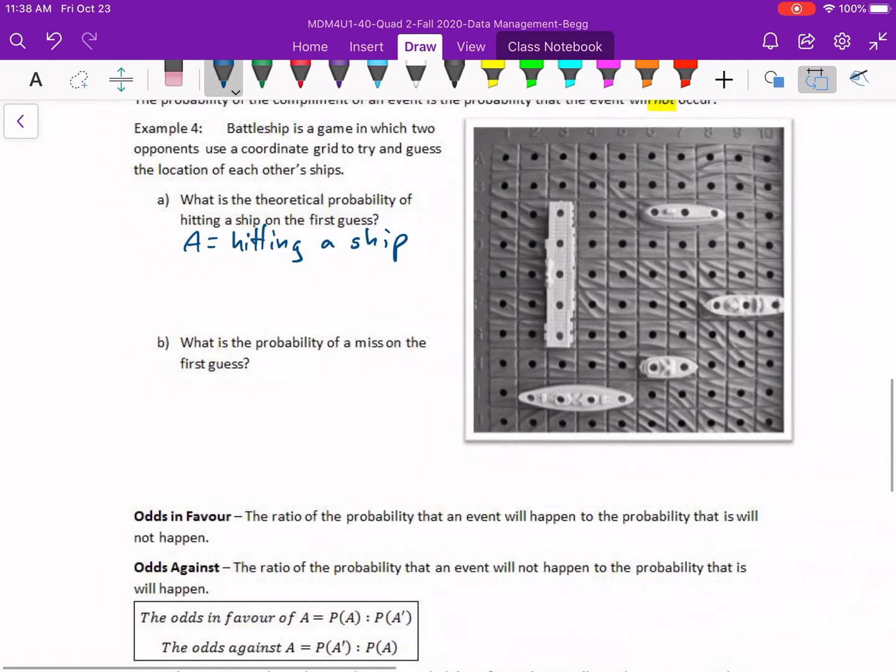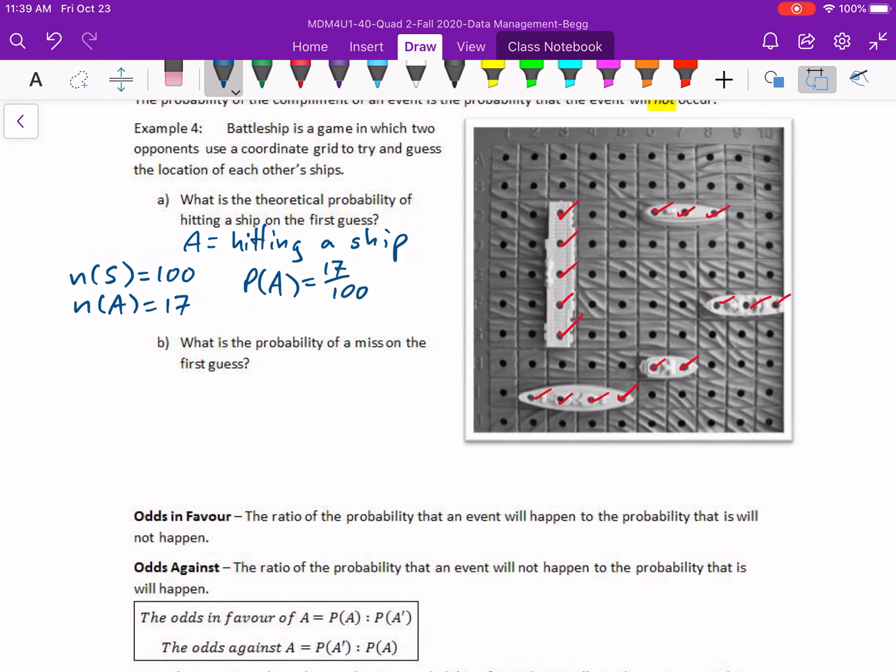And n of S, the entire sample space, the board is 10 by 10. So there's 100 different squares that you could select. If we count up the 1, 2, 3, 4, 5, 6, 7, 8, 9, 10, 11, 12, 13, 14, 15, 16, 17 spots that you could hit, that's n of A. So the probability of hitting a ship on your first guess is 17 over 100, or 17%, or 0.17.